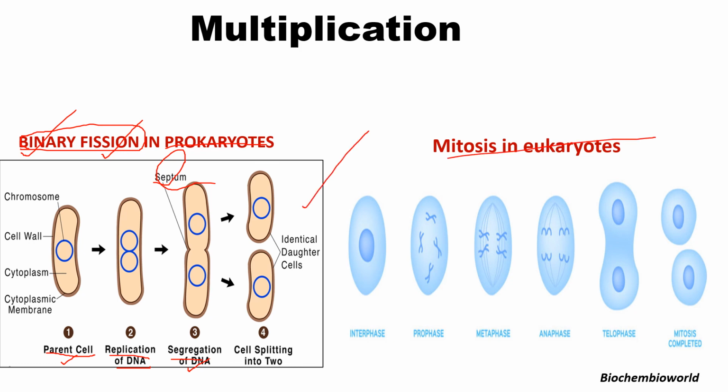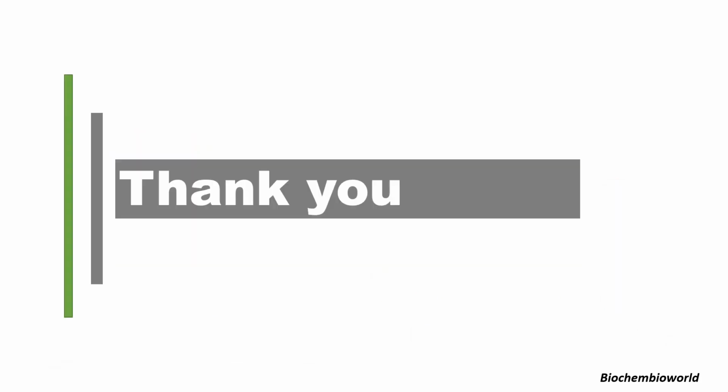Next is the mitosis in case of the eukaryotes, that is plants and animals: interphase, my resting stage. Then mitosis: first stage prophase, metaphase, anaphase, telophase. Mitosis is completed. Okay, that was all about the differences between prokaryotes and eukaryotes.